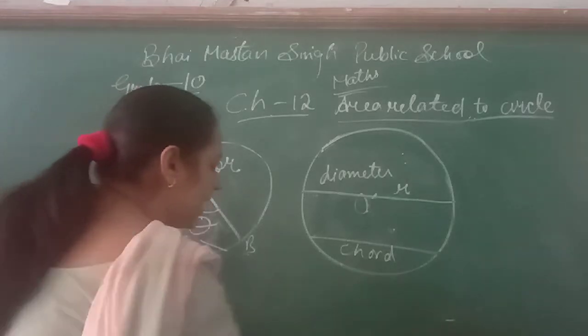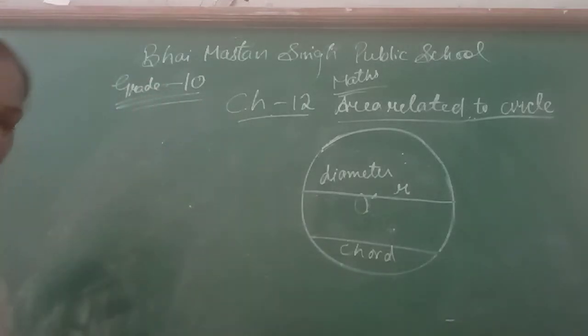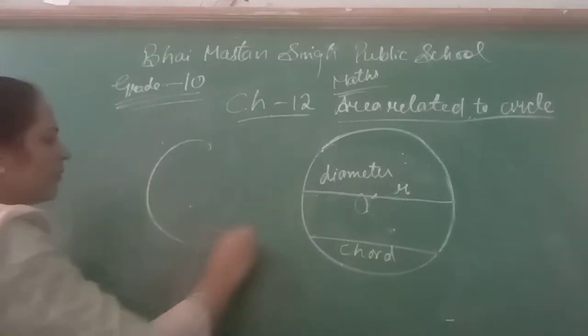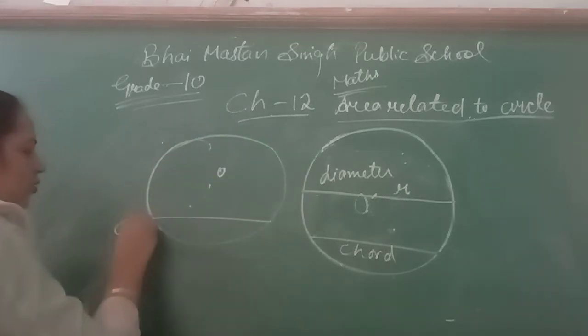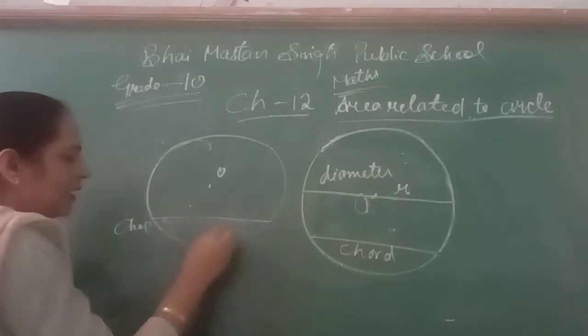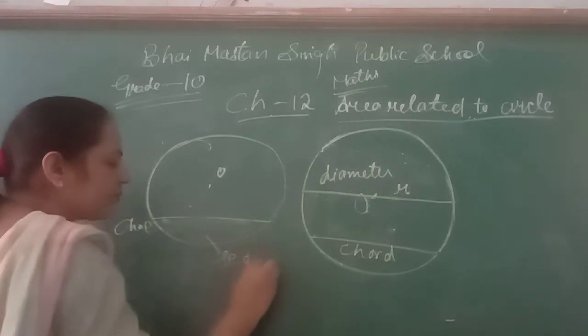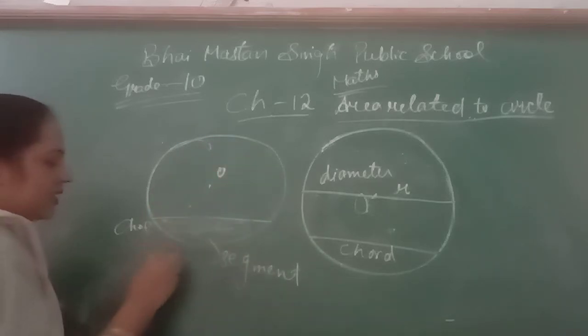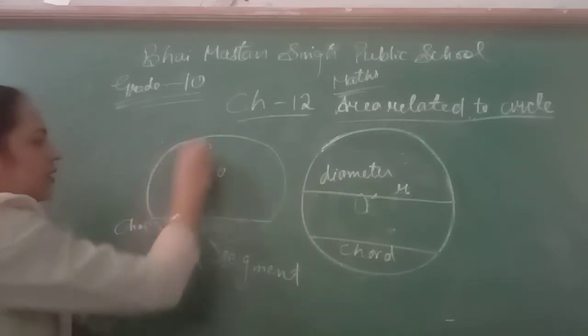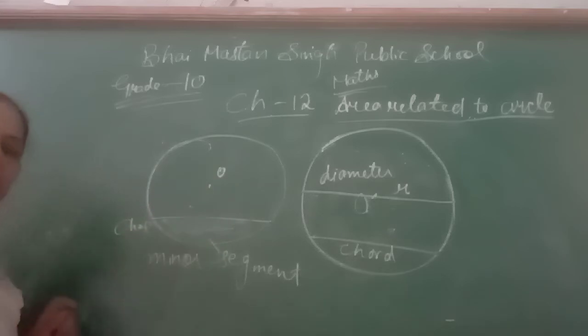And next is segment. What is a segment? In a circle, if a chord is drawn, this is the center. If a chord is drawn, this portion is called a segment. As this is the smaller portion and this is the biggest, this is called the minor segment. This whole portion is called the major segment.